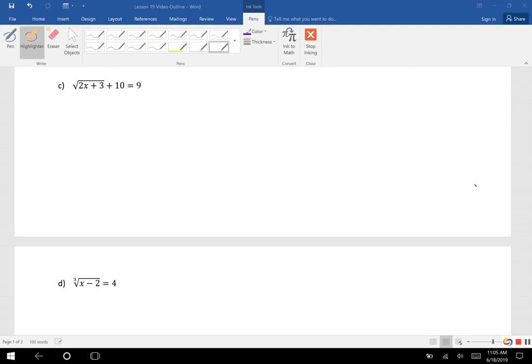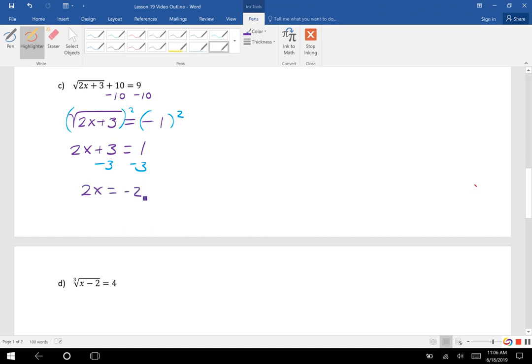Let's do one more with a square root. Isolate the radical. So this time we subtract the 10. Square root of 2x plus 3 equals negative 1. Step 2, square both sides. Squaring the left gets rid of the radical, so I've got 2x plus 3. Negative 1 times negative 1 is plus 1. And then I'm going to subtract 3 from both sides. So 2x is negative 2. Divide by 2. x is negative 1.